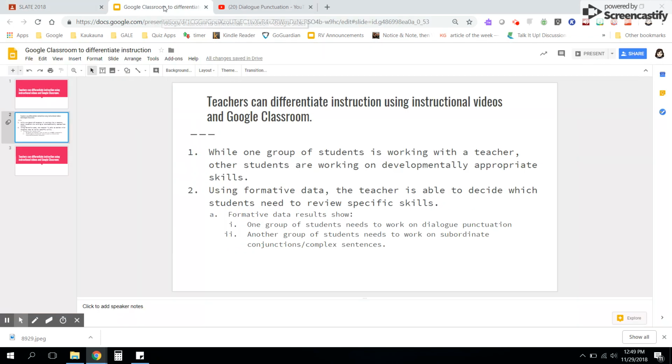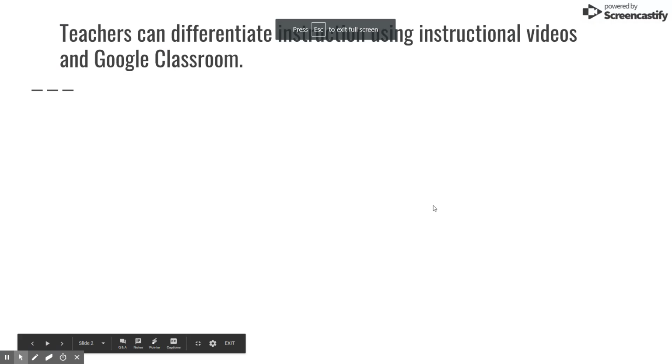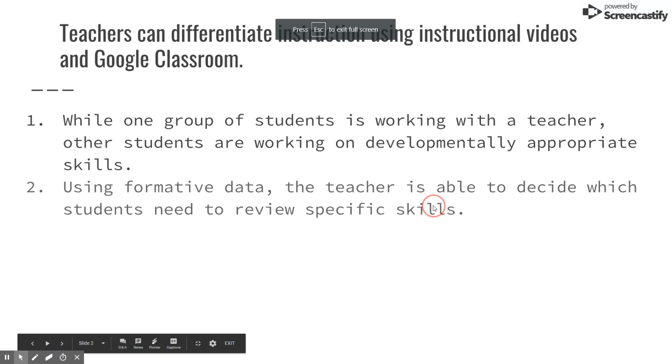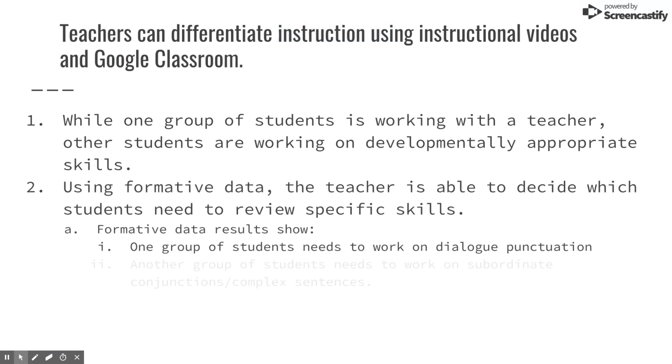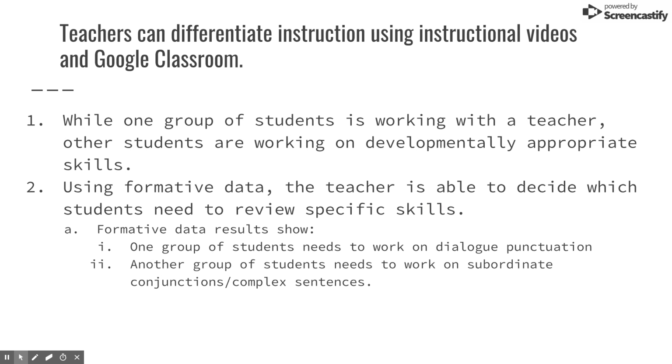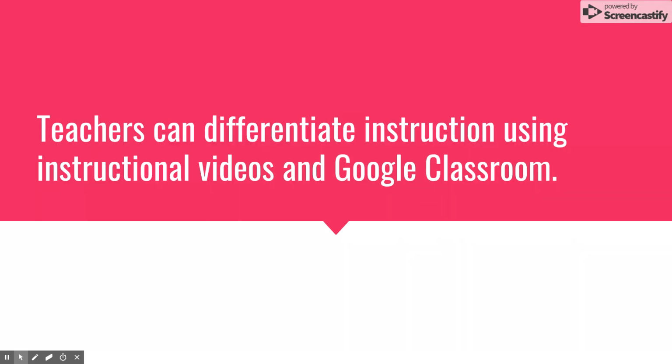And so, to wrap things up, we have our groups of students that are working independently. One group is working on dialogue punctuation, the other group is working on subordinate conjunctions and complex sentences, and the third group is with the teacher, working on a developmentally appropriate skill. So, to wrap things up, teachers can differentiate instruction using instructional videos and Google Classroom.